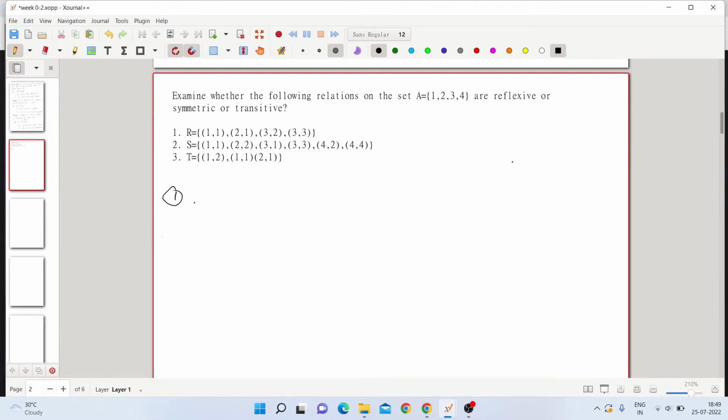For example, (1,1) is there, (2,2) is there, like that. (3,1) is there and (1,1) is there, (3,1) is again there; and (3,3) is there, (3,1) is there; (4,2) is there, (2,4) is there, (4,2) is there, (4,4) is there. That means all the possibilities we can check. By inspection itself we can say S is a transitive relation.